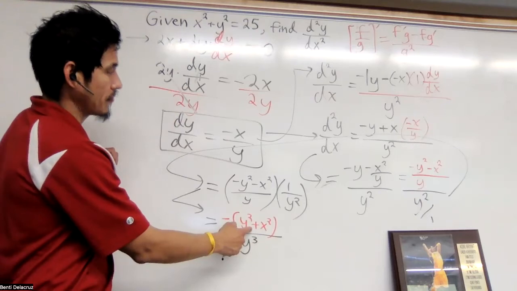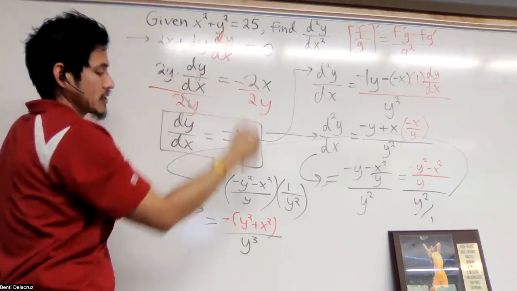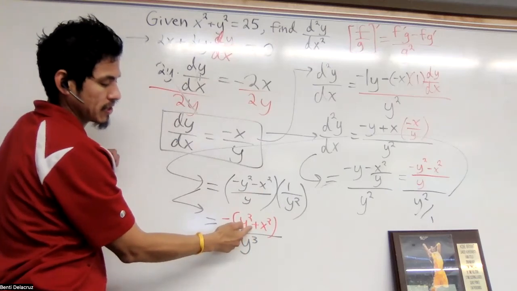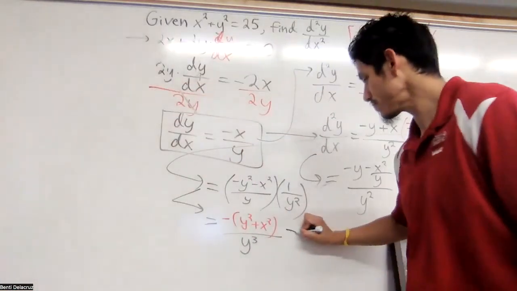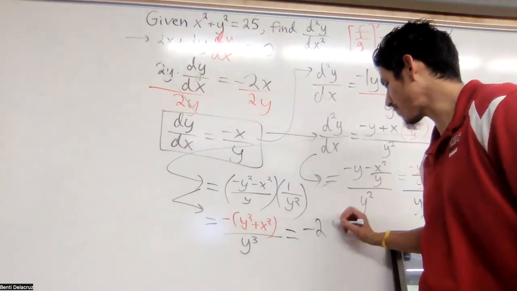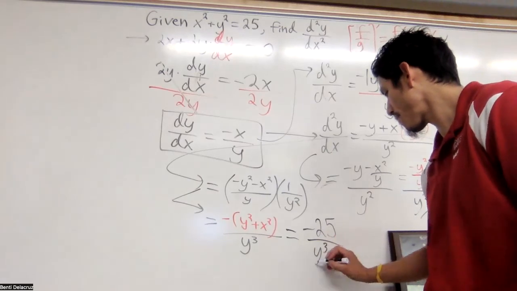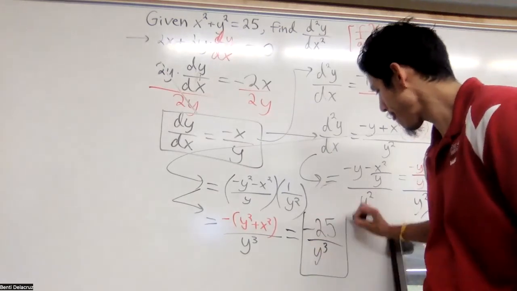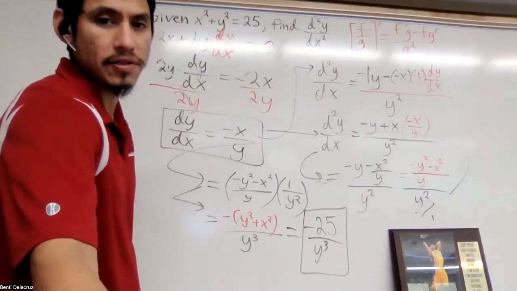Now, if you go back to the original equation, you can see the x squared plus y squared is equal to 25. So we're just going to replace this with 25. So your final answer will then be equal to negative 25 all over y cubed. And there you go. There's a second derivative.